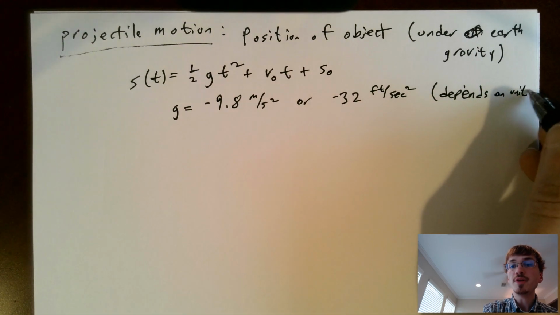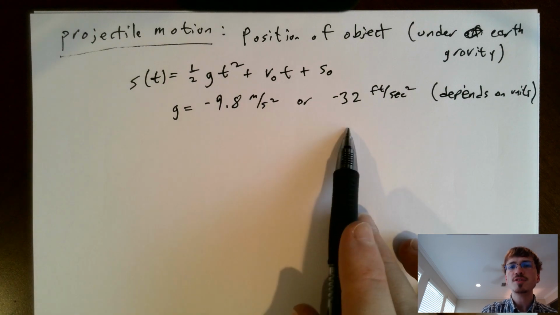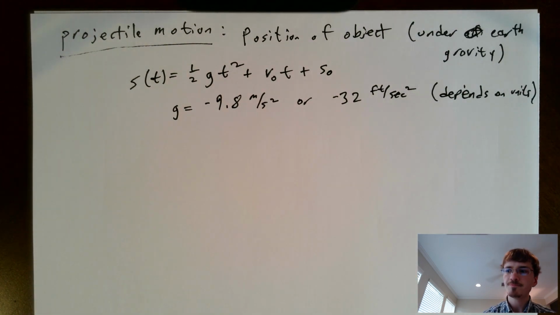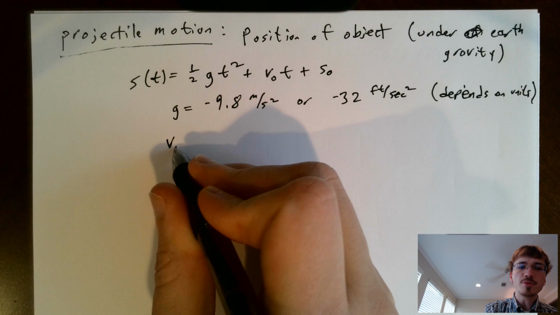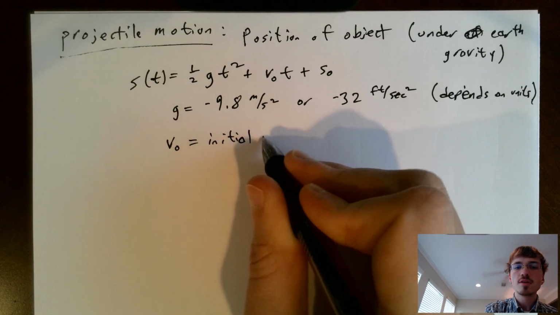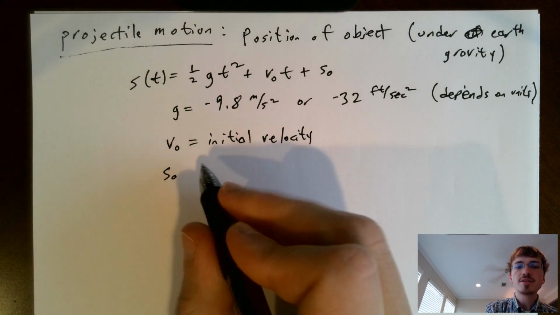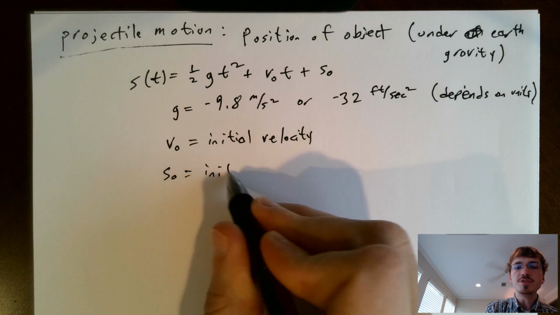So in the problem, if you see meters, you're going to use -9.8. If you see feet, you will use -32. v naught in our position equation is the initial velocity, and s naught is the initial position.